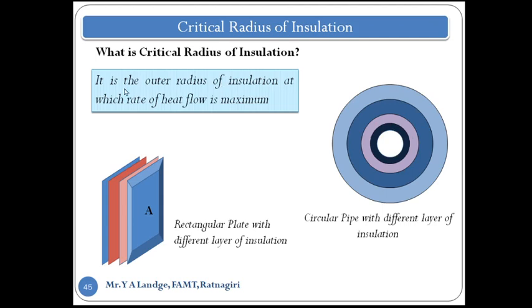Now look at what that is. It is the outer radius of insulation at which the rate of heat flow is maximum, and we call it the critical radius of insulation. Up to a certain critical radius, the heat transfer rate continuously increases, and from this point it decreases. So this is called the critical radius of insulation. We have a formula, so let's see one derivation of it, and how to calculate the critical radius of insulation.